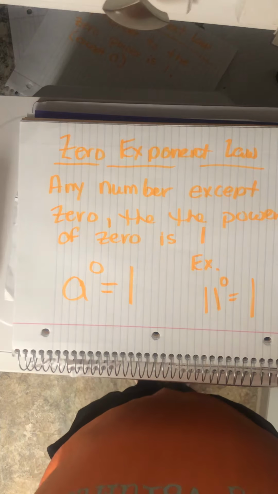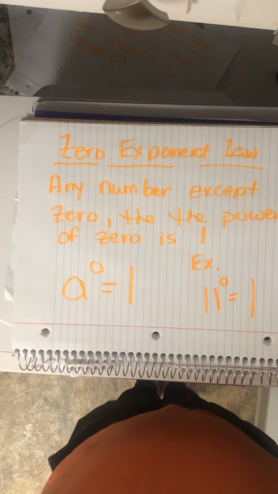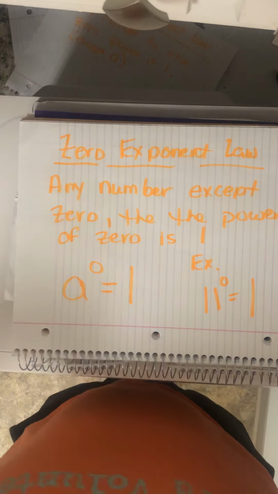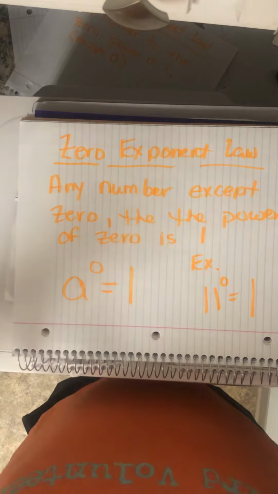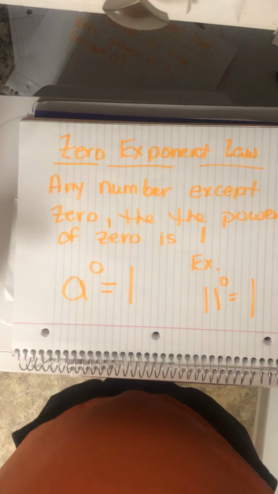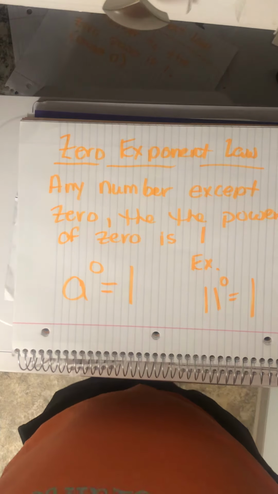The first law I'm going to show you today is going to be really quick. It's probably the easiest one. It's just something to remember. I'm going to show you why it works, but I'm basically just going to give it to you. It would be much easier if we were in class to do this, but I'm just going to do it real quickly. This is called the zero exponent law.